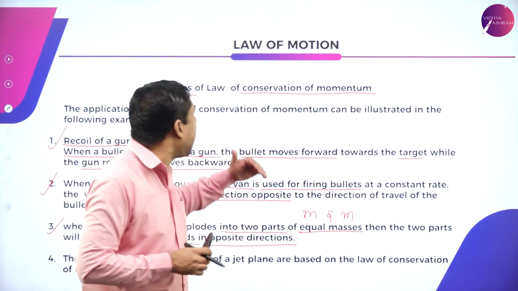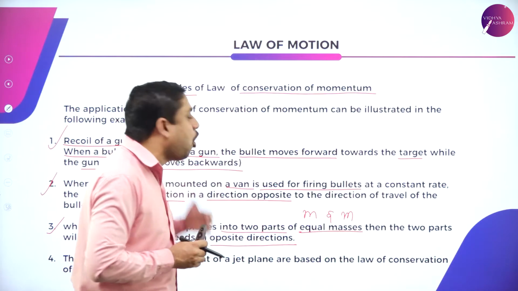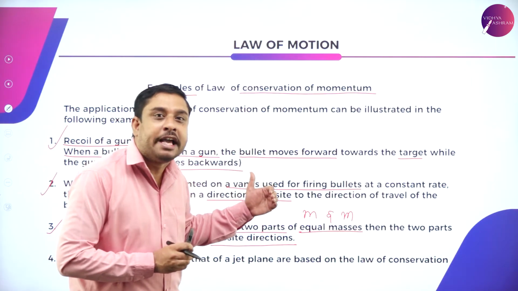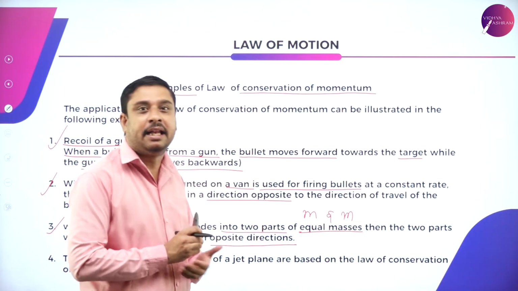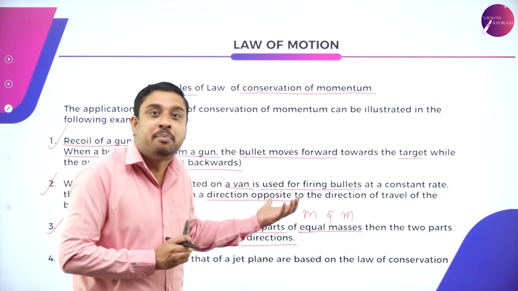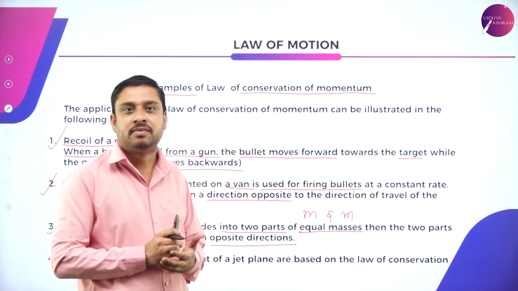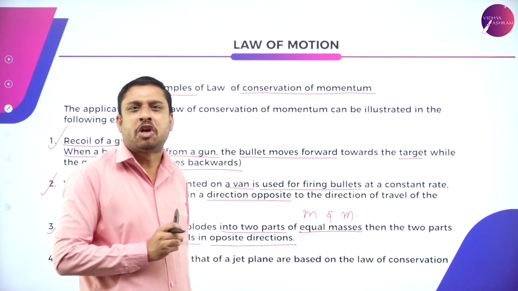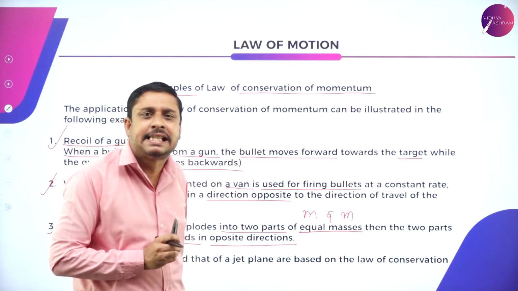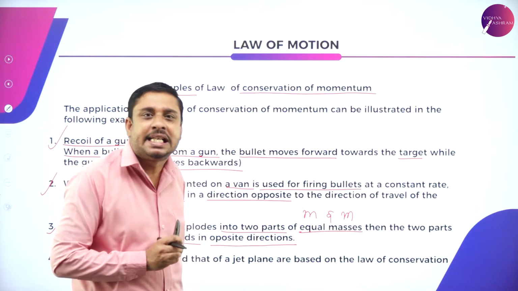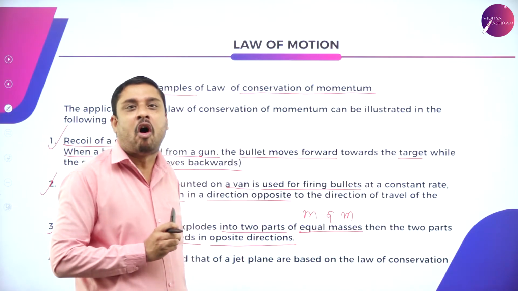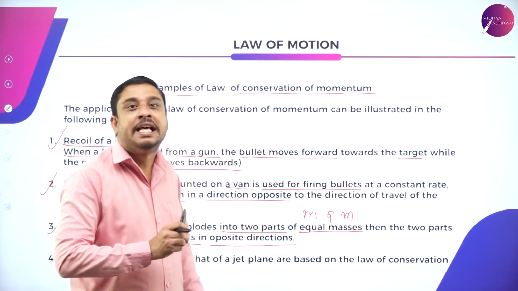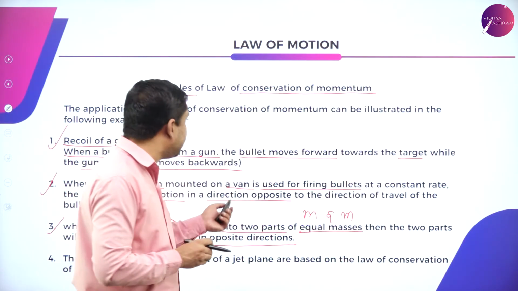So we have seen examples like the recoil of the gun, the recoil of the vehicle, fragmentation of mass, launching of a rocket, which are all basic examples to illustrate something called as conservation of linear momentum.